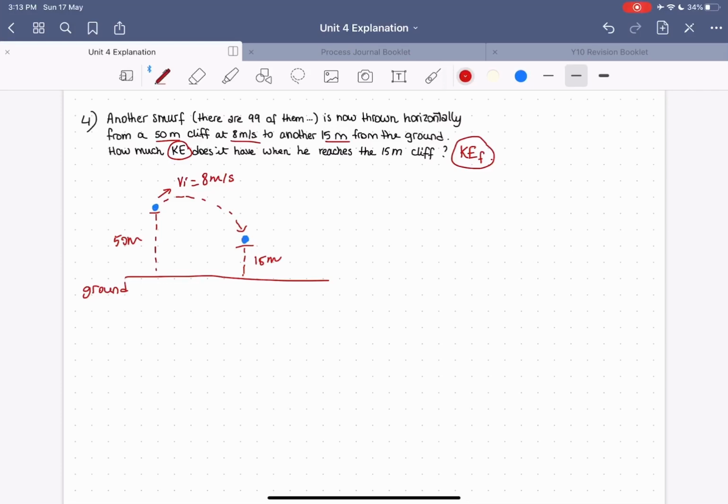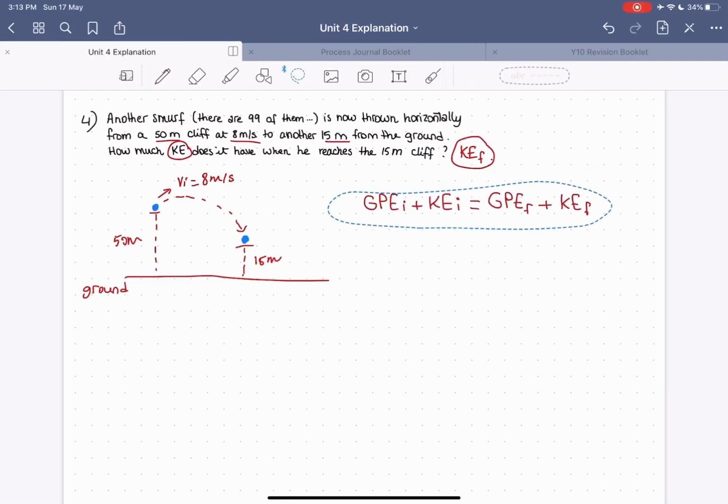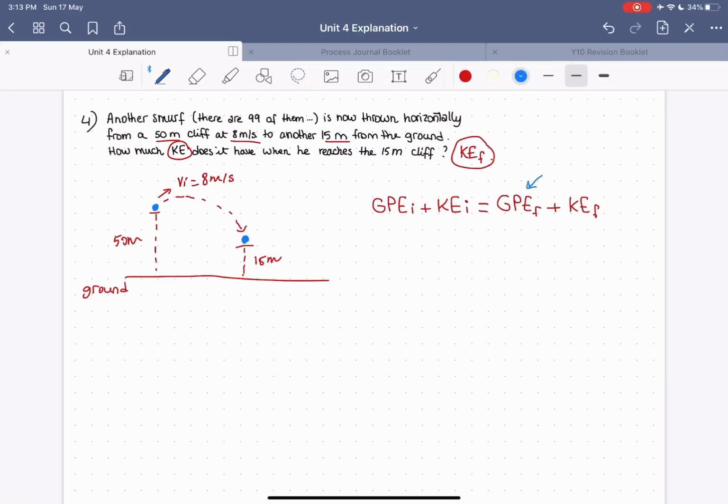Yeah, that's it. Now we need to find the final kinetic energy. So once again, we will say GPE initial plus KE initial is equal to GPE final plus KE final. In such case, we will not cancel the GPE final because the Smurf will land on a cliff that also has an altitude away from the ground.